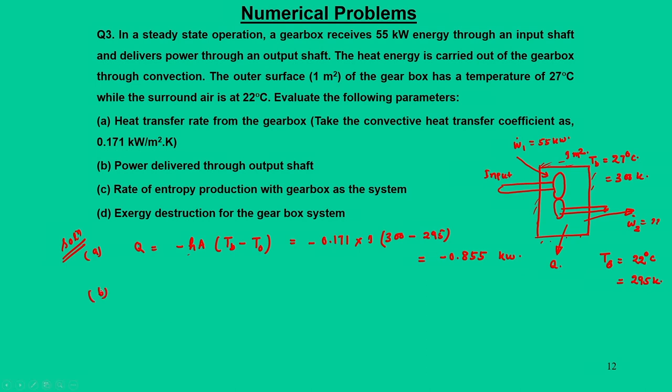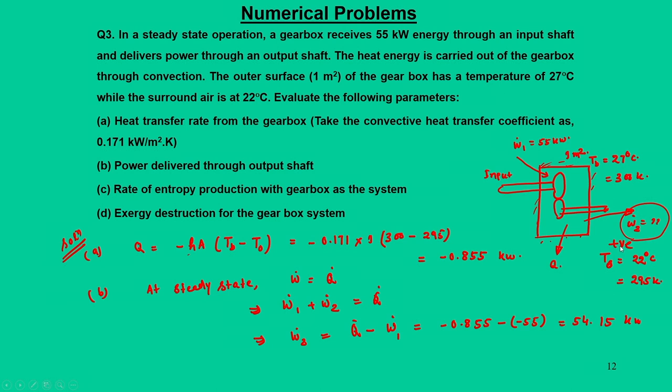Now, we need to find the power delivered through the output shaft. To do that, at steady state, how can I write the energy balance equation? We can say W dot is equal to Q dot, and W dot is nothing but W dot 1 plus W dot 2 is equal to Q dot. So, we need to find W 2 dot, that is Q dot minus W 1 dot. So, Q is minus 0.855 minus W, which would be minus of minus 55. So, this number is 54.15 kilowatt, and you see that this is always a positive quantity.